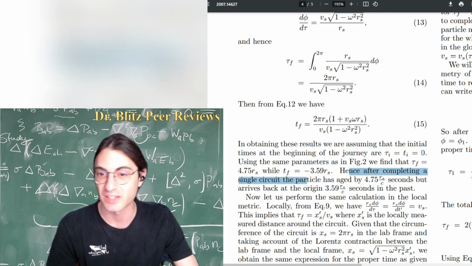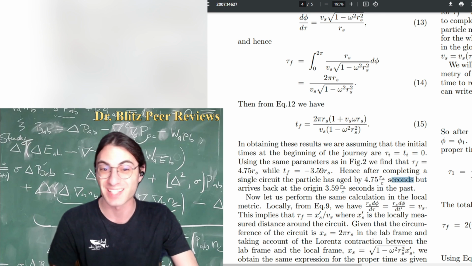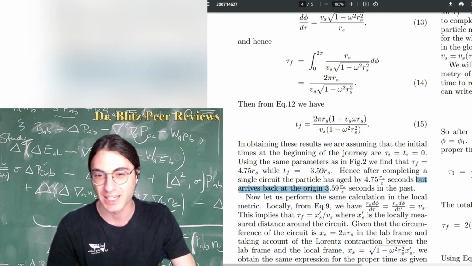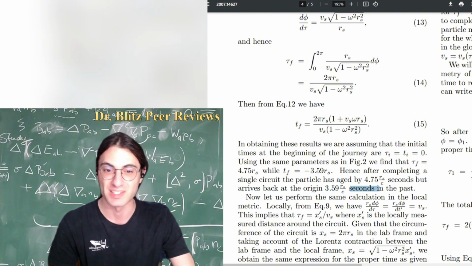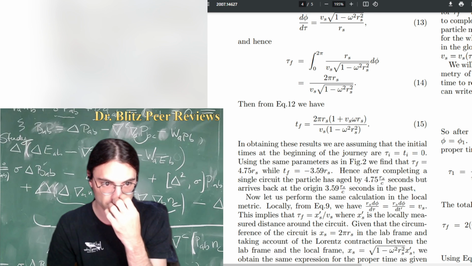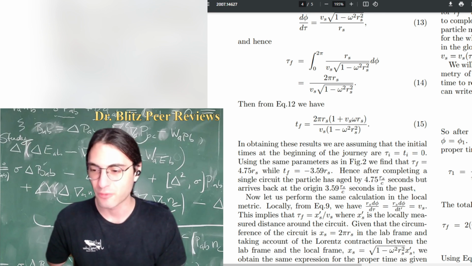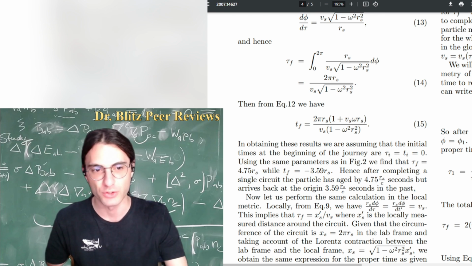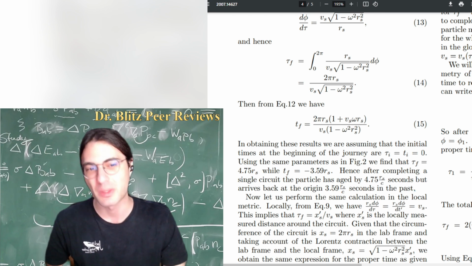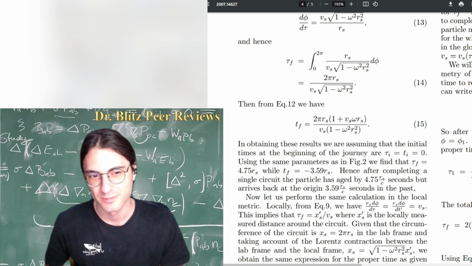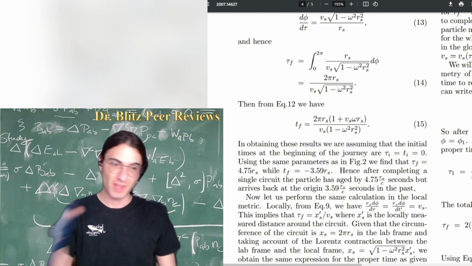So after completing a single circuit, the particle has aged by 4.75 r divided by c seconds, but it arrives back at the origin 3.9 r sub s divided by c seconds in the past. Here, because the platform is rotating one way and the Alcubierre drive is going in a circle the other way, this person is wound up in the past by traveling forward in time, which is very, very weird.